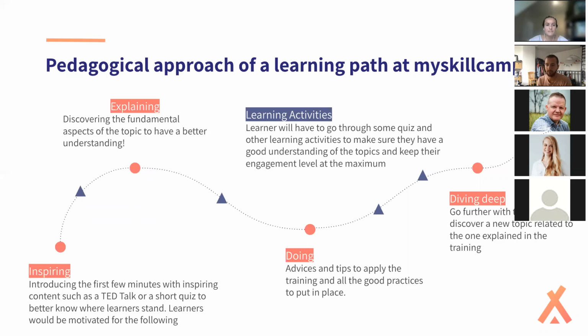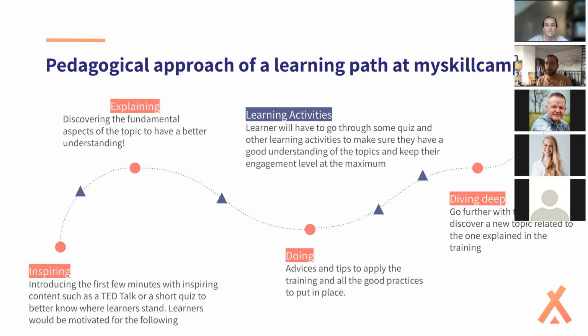The first one is an inspiring module, where we give the why of the learning. Why you should follow this learning, and why it's important. For instance, in a leadership training, why it's important to be a leader. It's really to give the learner the motivation to keep going with the learning experience. As an example, for a leadership training, you would put the famous TED talk of Simon Sinek about the golden circle, which I think is great when it comes to leadership. So that's the inspiring module.